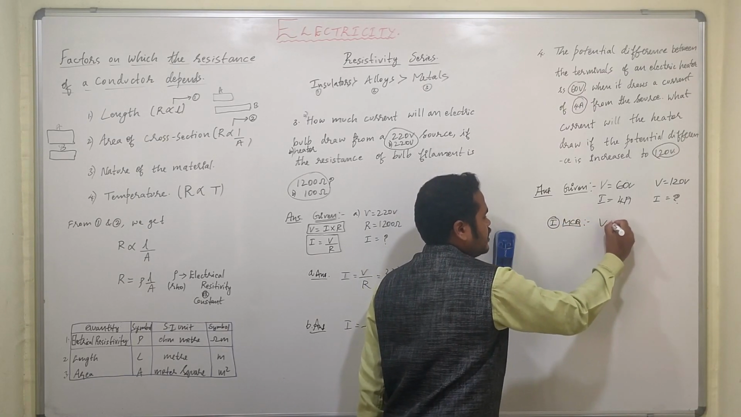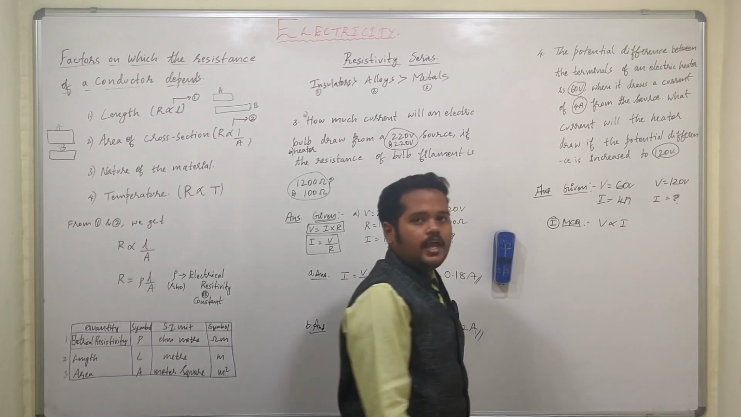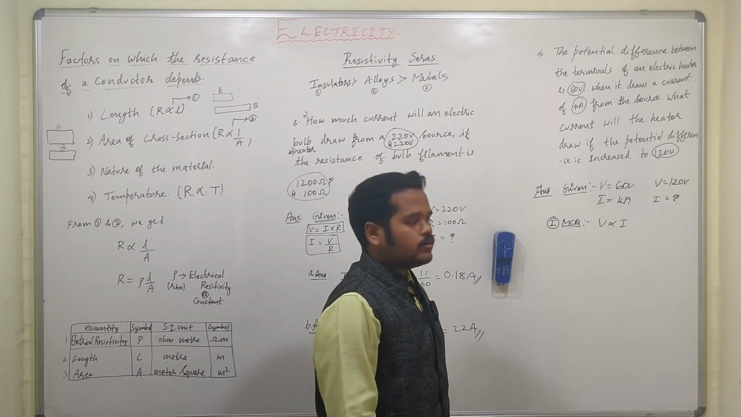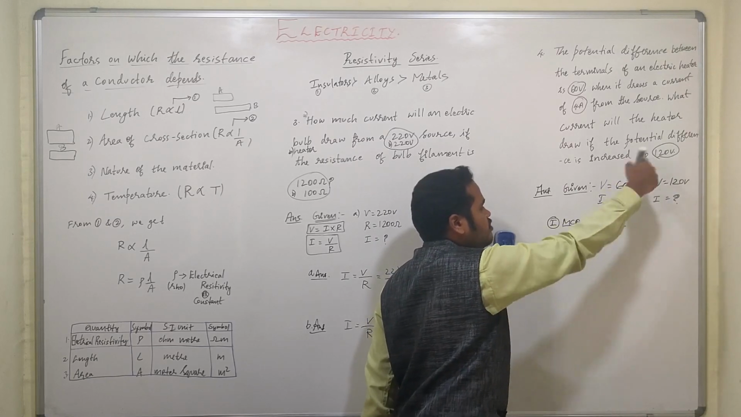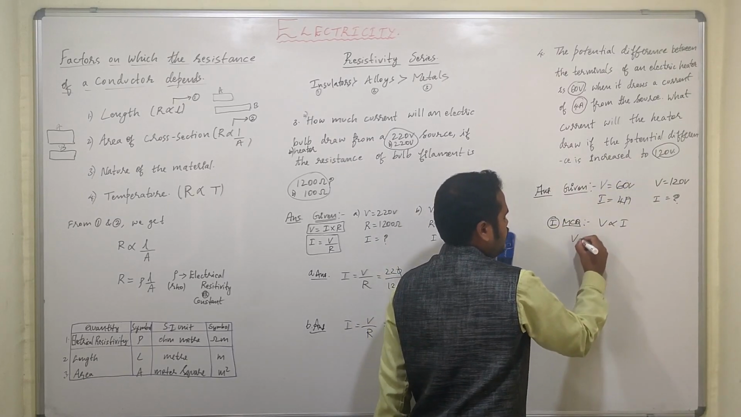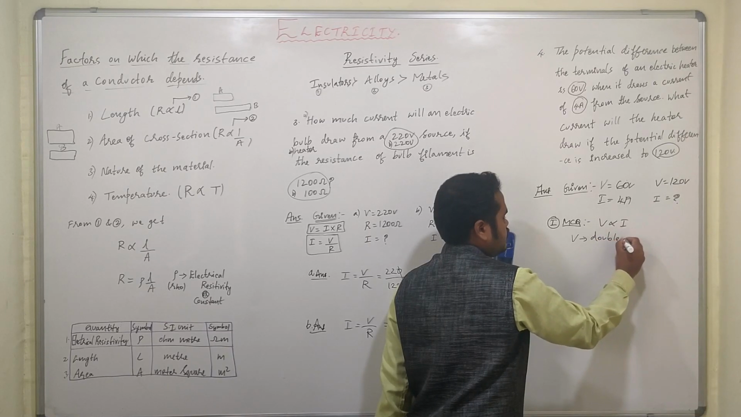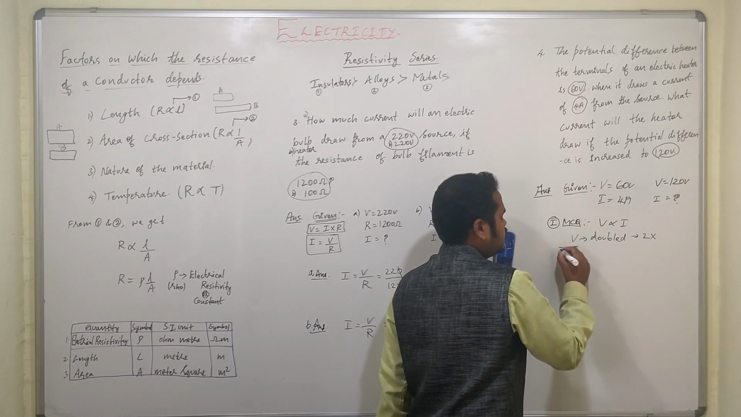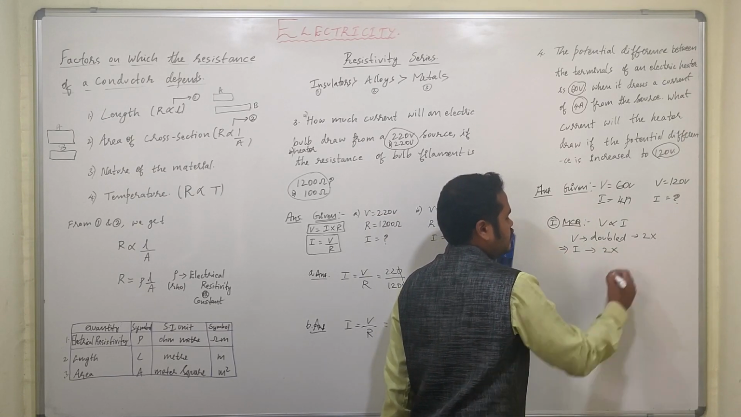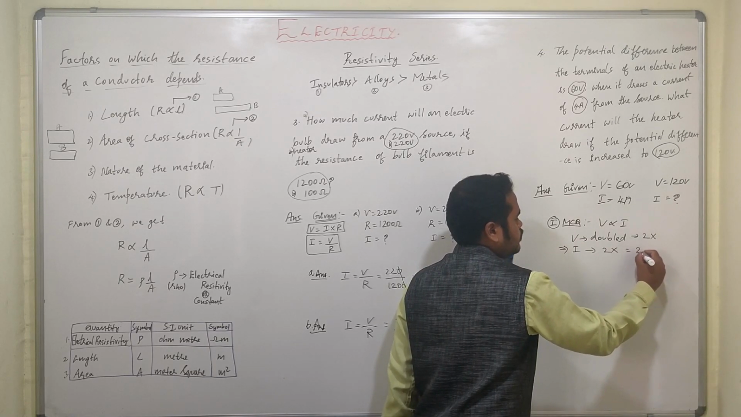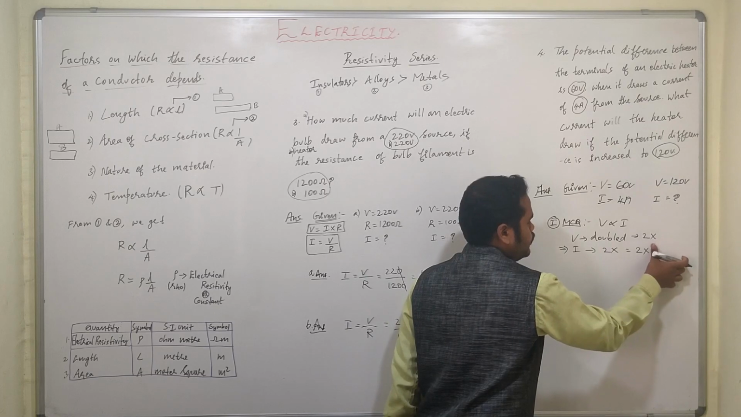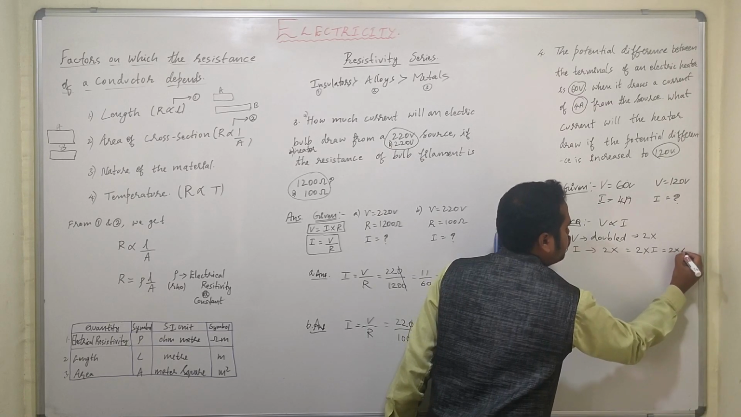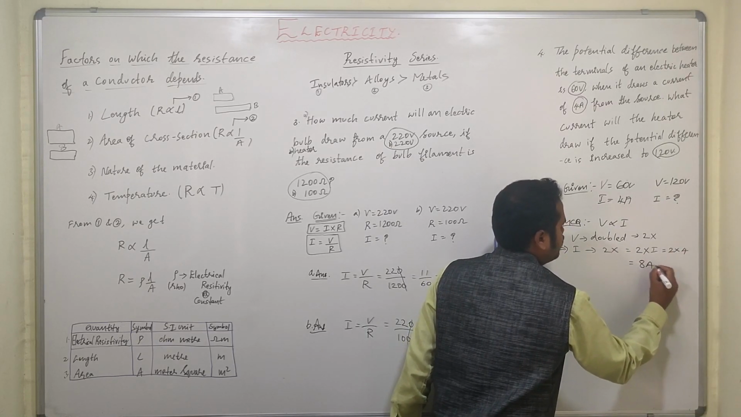We know that V is directly proportional to I. As much as V increases, I also increases by the same amount. So now V has doubled, so I will also double. V doubled, that is 2V. So what will happen to I? I also gets doubled, which is equal to 2 into I. So what is the I? 4. So we have 8 ampere.